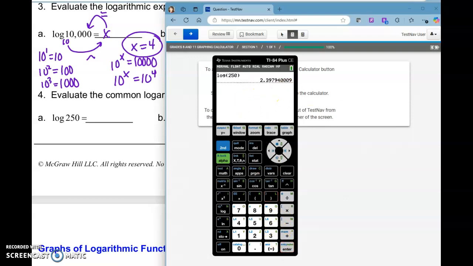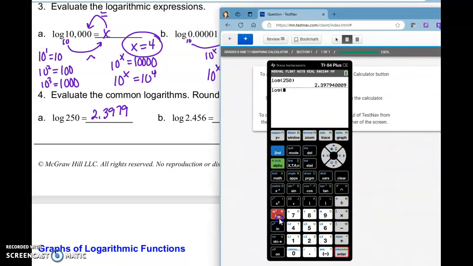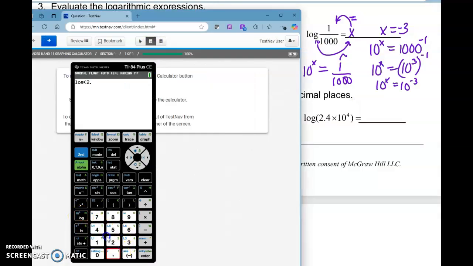And so on this one, I end up with 2.3979. It says to round to 4 decimal places. So that means I would have 2.3979. The next number was less than 5, so I keep this 9 the same. The next one, .3902. And then the last one, we'll do log 2.4. This is a scientific notation, so to get that in the calculator, hit second comma, and then put the exponent. The exponent here is 4. And we'll get our answer to be 4.3802.